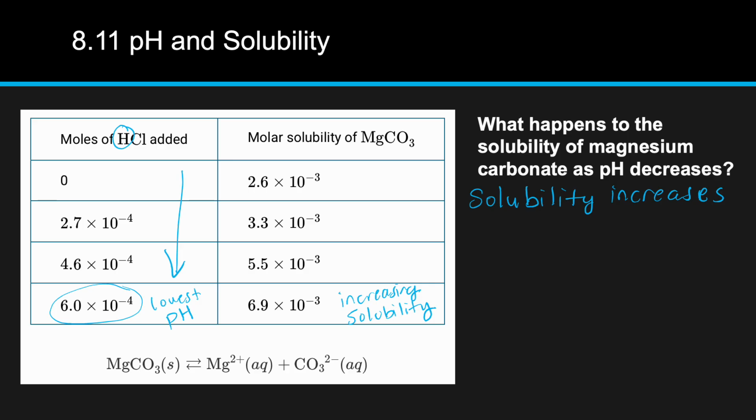Now, I know that carbonate came from HCO3-, which is bicarbonate and a weak acid. And if I have a conjugate of a weak acid, I know that it's attracting a proton pretty readily. And because of that, when I add in H+, it's going to bind to this carbonate to produce my bicarbonate, which is a weak acid. And because I am decreasing my amount of carbonate, that means this equilibrium is going to shift to the right, which increases the solubility of magnesium carbonate.